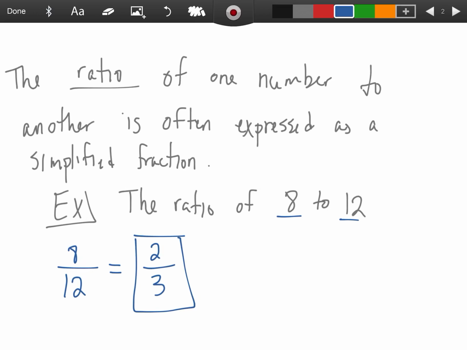Another way that you might see these ratios expressed is written as 8:12. That is also written as 8 to 12. You can think of this colon as just the word to. All right, 8 to 12. And then again, we simplify that ratio by just simplifying a fraction as we normally would.